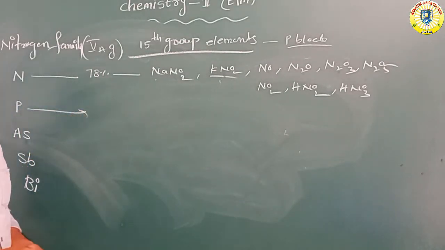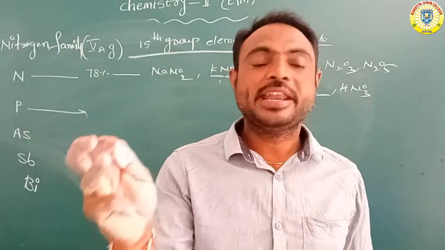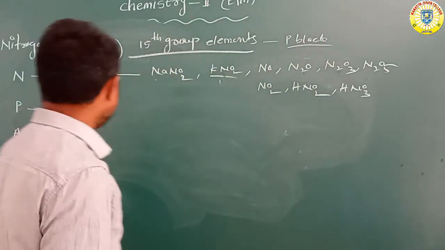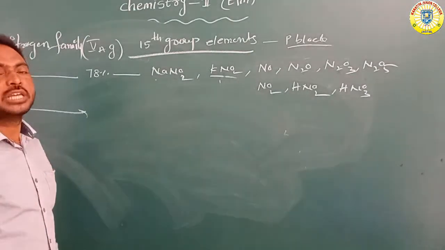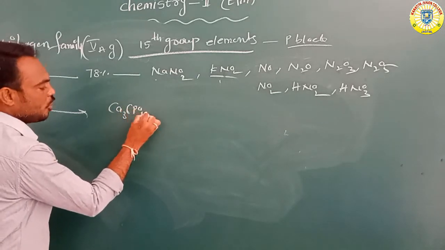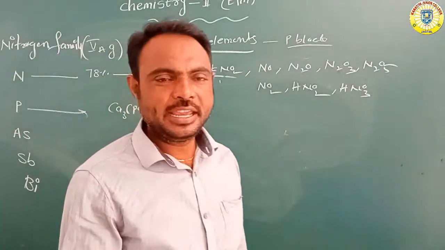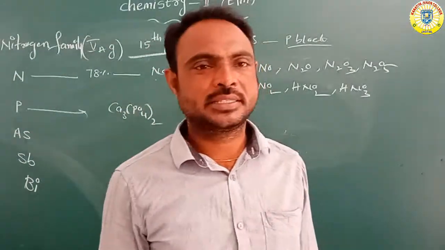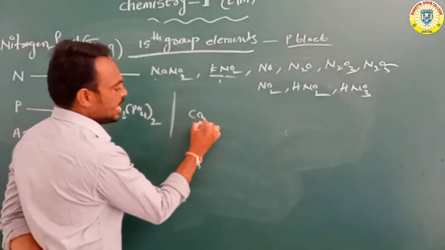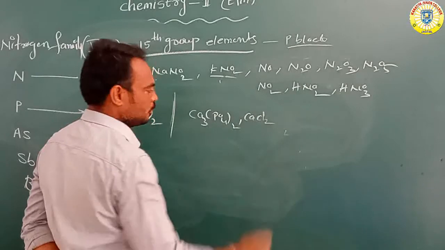Next, phosphorus. Phosphorus is mainly available in plants and animals and in different types of compounds. It is mainly available in bones also, human bones. Ca3(PO4)2 is calcium phosphate. Calcium phosphate, and next, CaCl2.